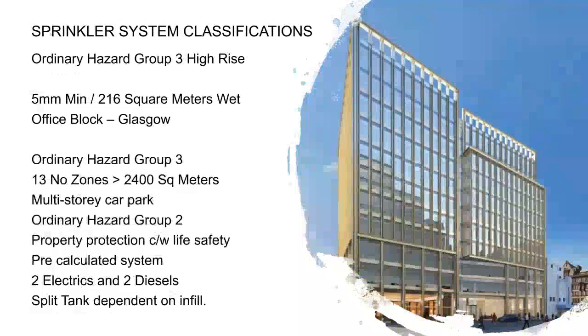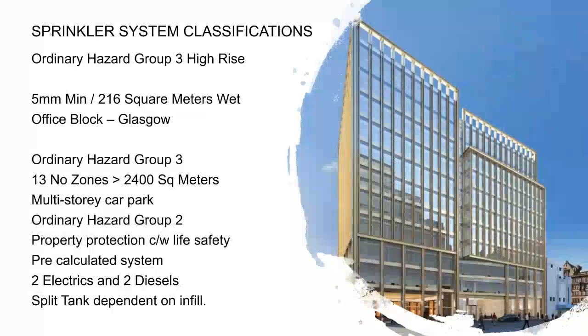And another one here. Now, when you get high-rise buildings, anything over 45 metres from the lowest to highest head is classified as a high-rise building. Okay, and when you get to that point, even if it's an office block, when an office block is usually Ordinary Hazard Group 1, when it gets to high-rise, it's automatically Ordinary Hazard Group 3.